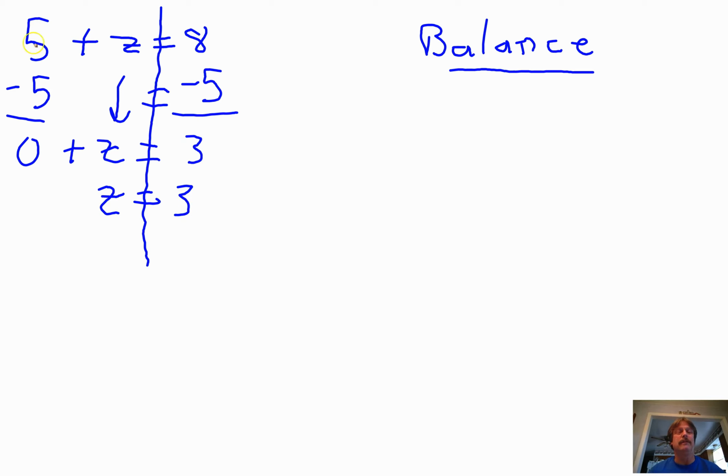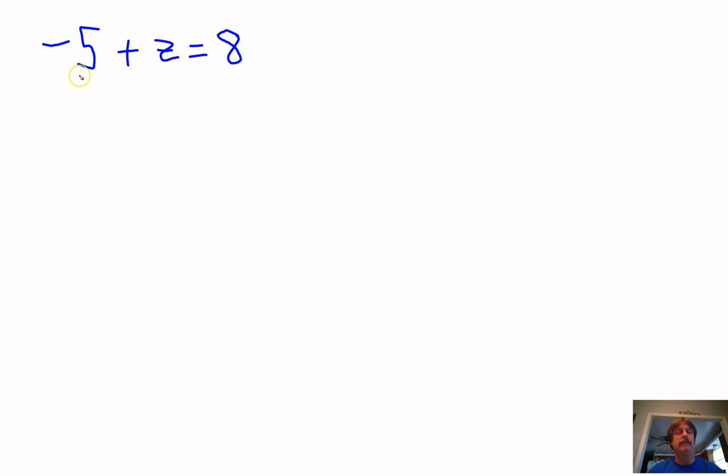Now, certainly you knew 5 plus 3 equals 8, and you can figure that out. In this example, though, I've switched it up. I now have negative 5 plus z equals 8. So this is where our integer rules come into play. But let's take a look here. Remember, we have to keep things in balance. So I'm just going to create my line down here.